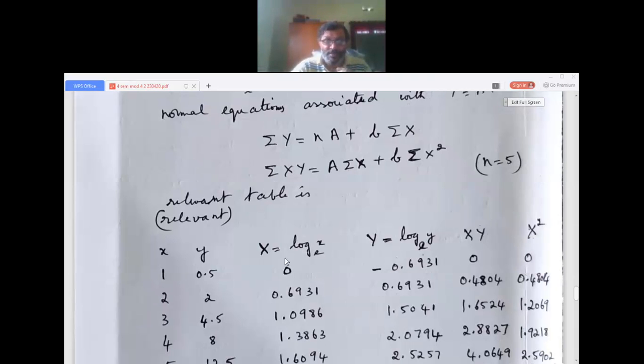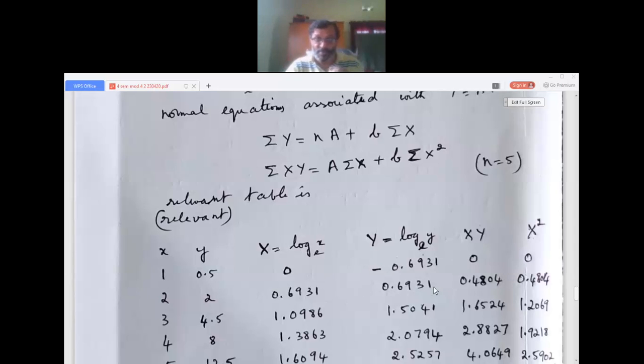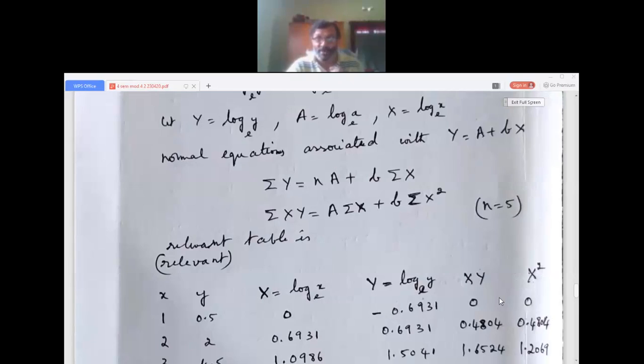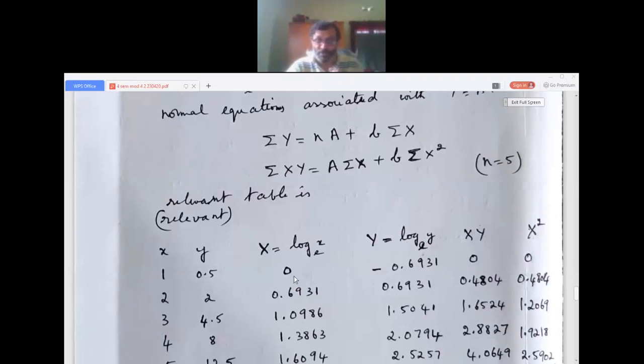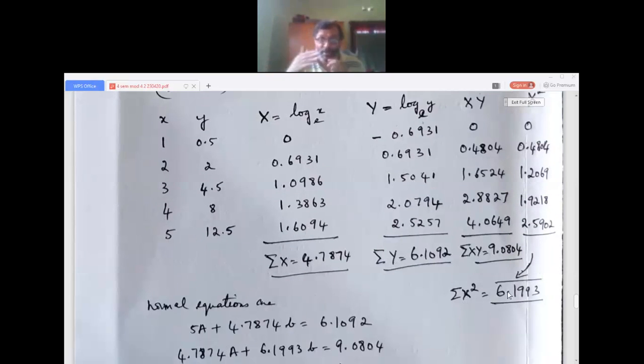Then find XY, capital X into capital Y. Here, 0 into anything is 0. Multiply the other values the same way, approximating to 4 decimal places. You will get sigma XY as 9.0804. Then you want capital X squared. 0 squared is 0, and 0.6931 squared is 0.4804. Like that, square all the values. Because there is no space, I have written down sigma X squared as 6.1993.